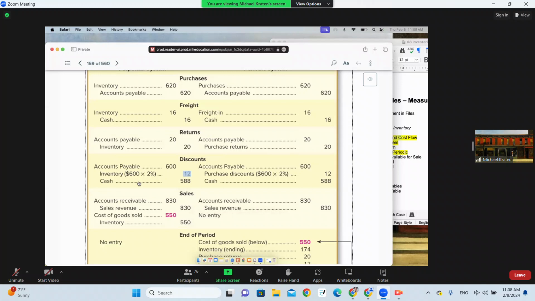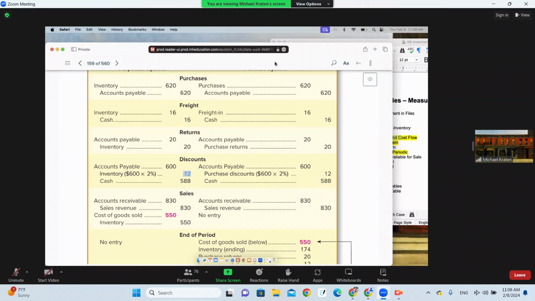journal entry. First, I would record the agreement to give me a discount by debiting payable, crediting inventory 12. Then I would actually record the payment by debiting payable and crediting cash for 588. Okay, let me stop now and ask any questions about that.